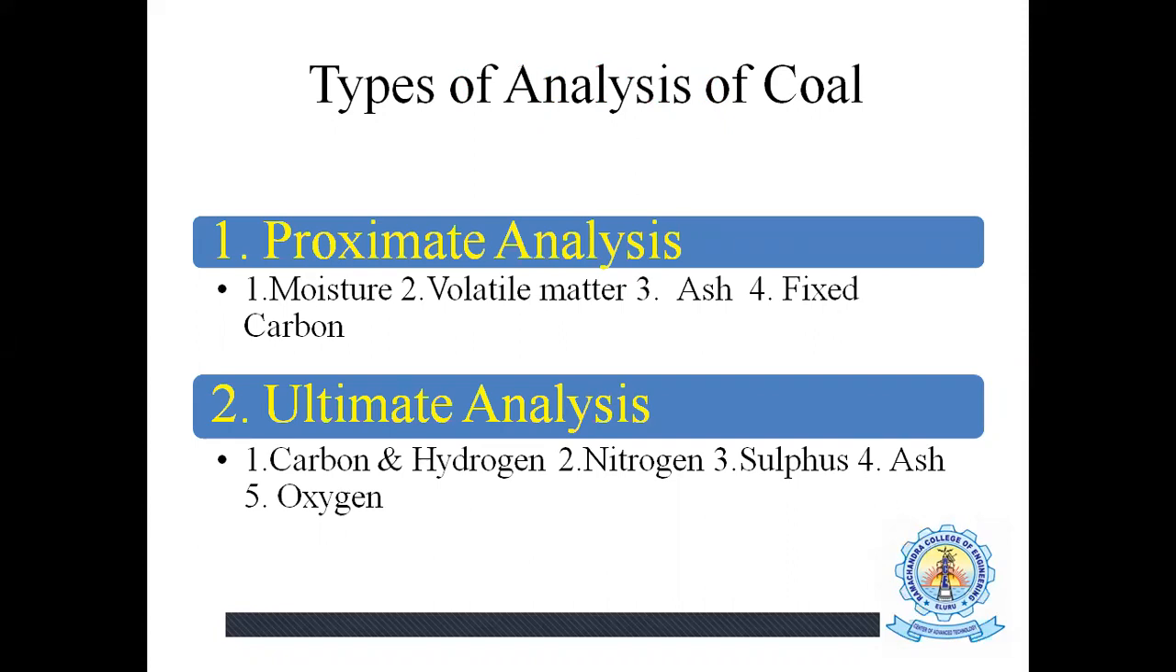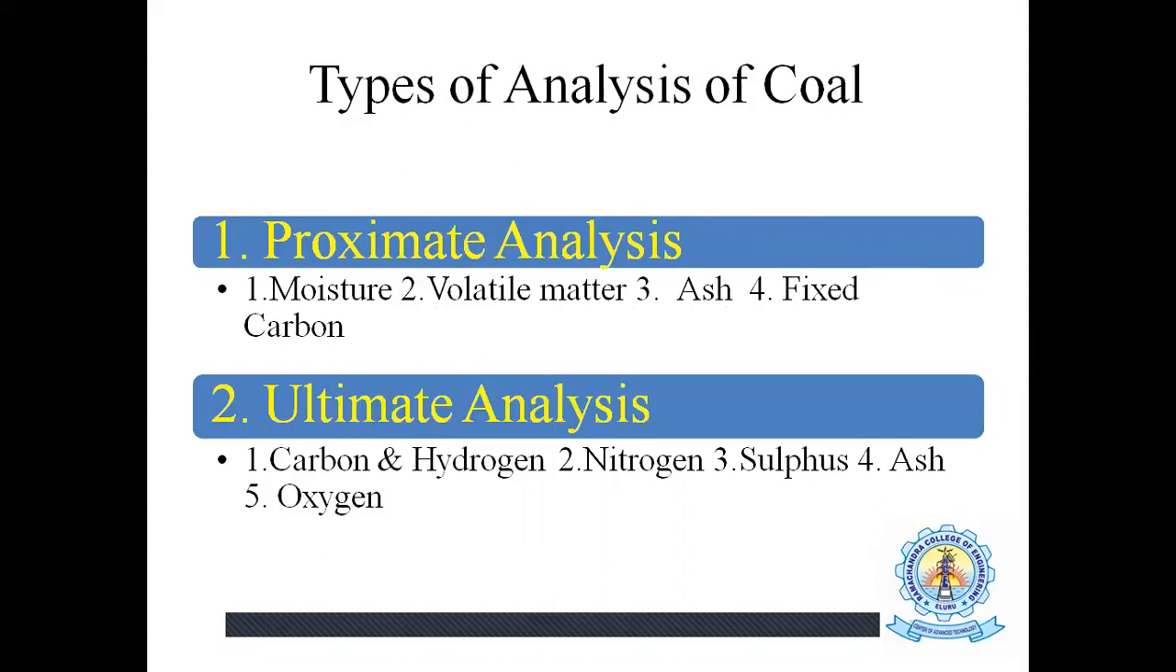The proximate analysis is also called preliminary analysis. Why? Because in this proximate analysis, we are going to determine the first one, moisture percentage; the second, volatile matter; the third, ash percentage; and the fourth, fixed carbon. So these are the four we are going to determine in proximate analysis. That is why the proximate analysis is also called a preliminary analysis.